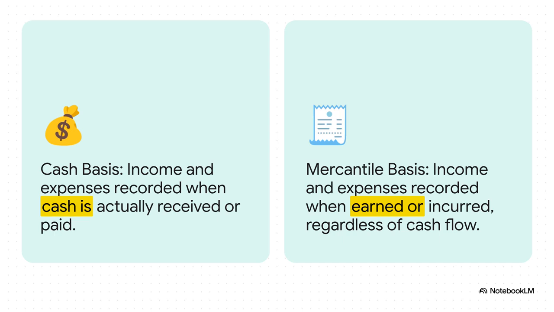Money comes in, you record income. Money goes out, you record an expense. Easy. Then you have the mercantile basis. This one's all about timing. You record income the moment you earn it, like when you send an invoice, not necessarily when you get the cash. Clause 13A is just about stating which of these two methods your business actually uses.